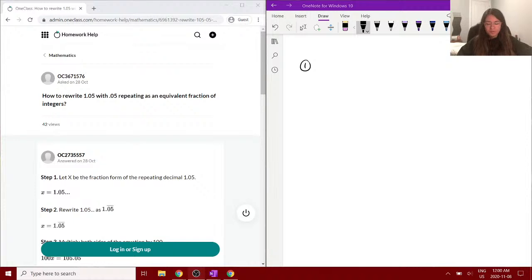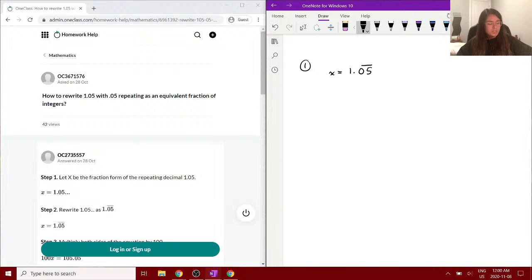Alright, so the first question that we have today is asking how to rewrite 1.05 with the 0.05 repeating as an equivalent fraction of integers. So first we have x is equal to 1.05, and they said that this 0.05 is repeating, so usually they write it with the notation of a bar or line above the repeating decimals. And our goal here is to convert this into a fraction of integers.